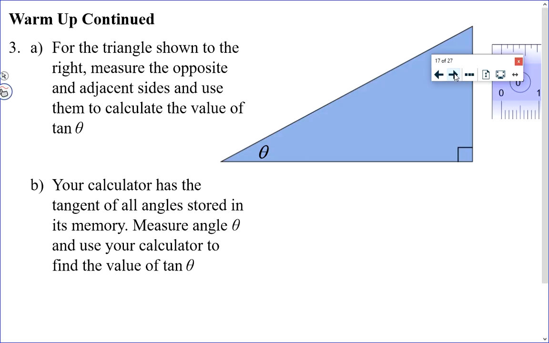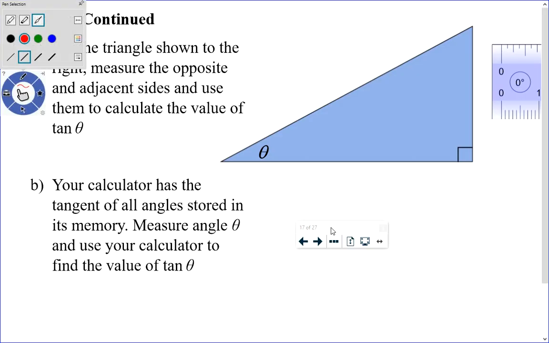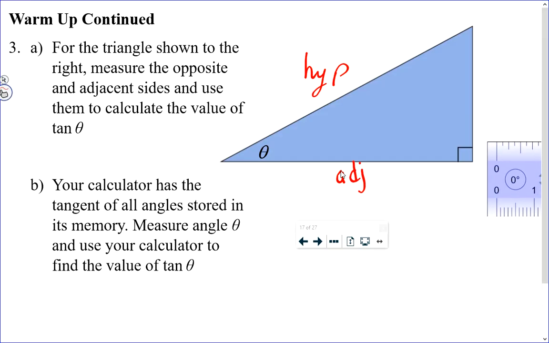So warm-up number 3 continued. What are we asked to do here? Grab a ruler and measure the opposite and adjacent sides. Well, first let's label them. In relation to theta, this is the adjacent side, this is the hypotenuse, and this is the opposite side. I know the hypotenuse is the longest side, the opposite side is across from theta, and the adjacent side is the third side.